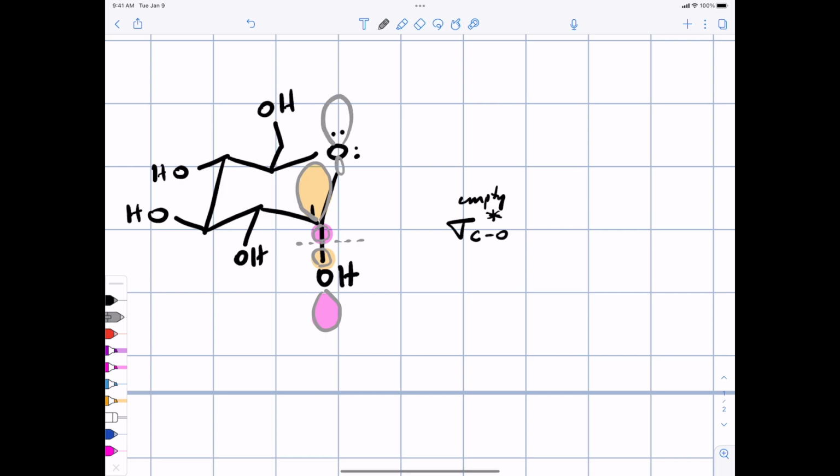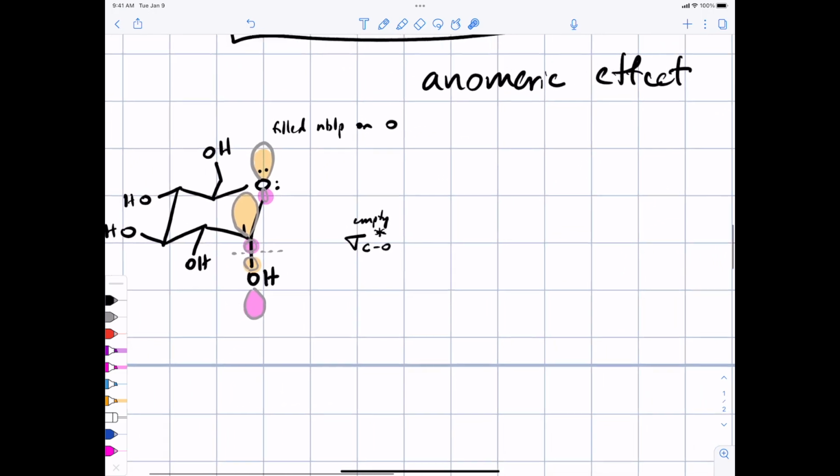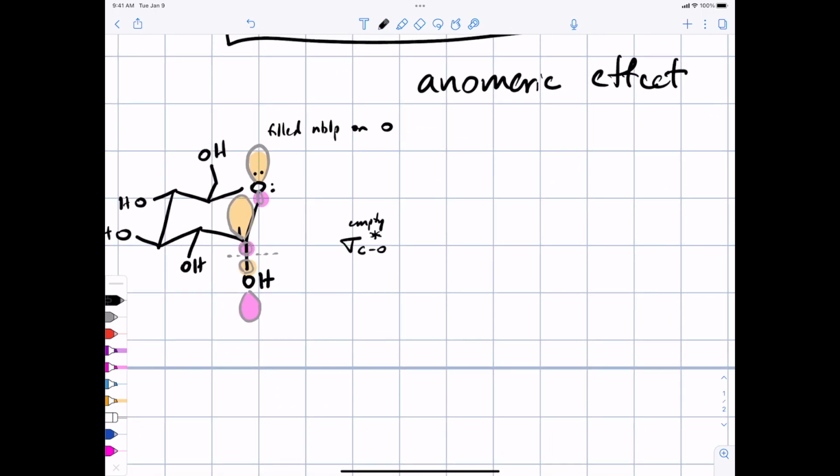Here is a filled non-bonding lone pair on oxygen. Now, energy-wise, non-bonding lone pairs are higher in energy than orbitals that are in bonding orbitals, because the whole point about bonding is to lower the energy of electrons. If you're not involved in a bond, you're fairly high in energy. Anti-bonding orbitals are empty and are higher in energy than non-bonding orbitals.